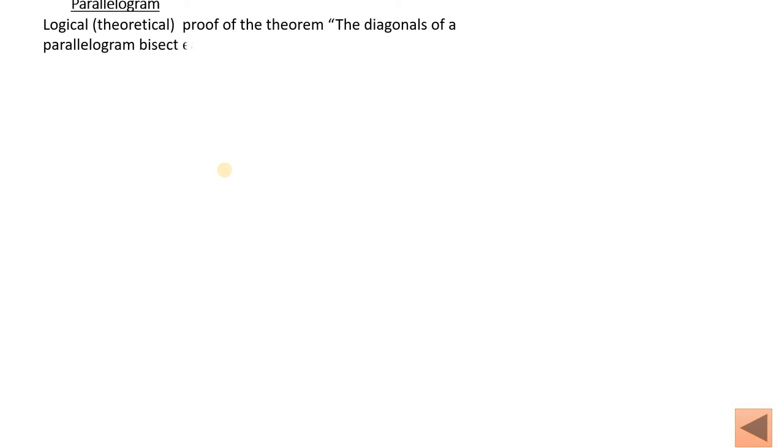In theoretical proof, we make use of already established facts to prove the present one. So we will see it. See, there is a way of writing it. Logical theoretical proof of the theorem: the diagonals of a parallelogram bisect each other. This is a theorem which we are going to prove, but logically, theoretically.